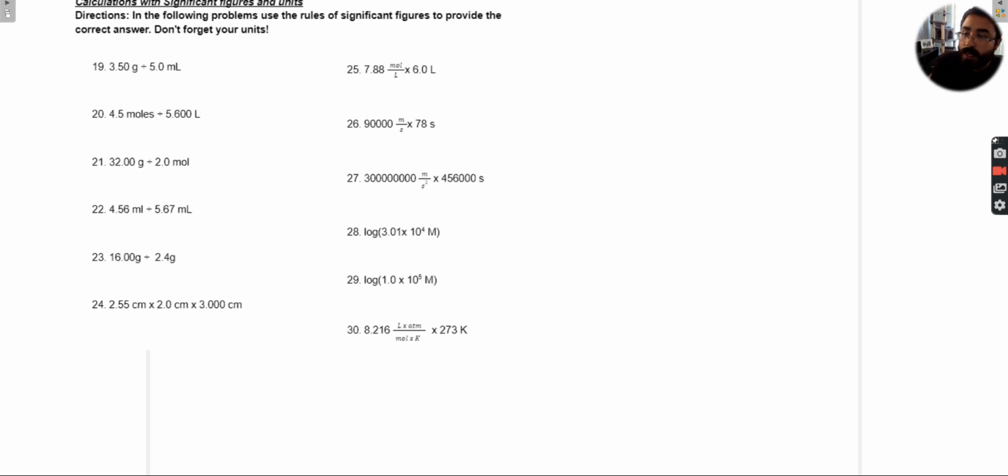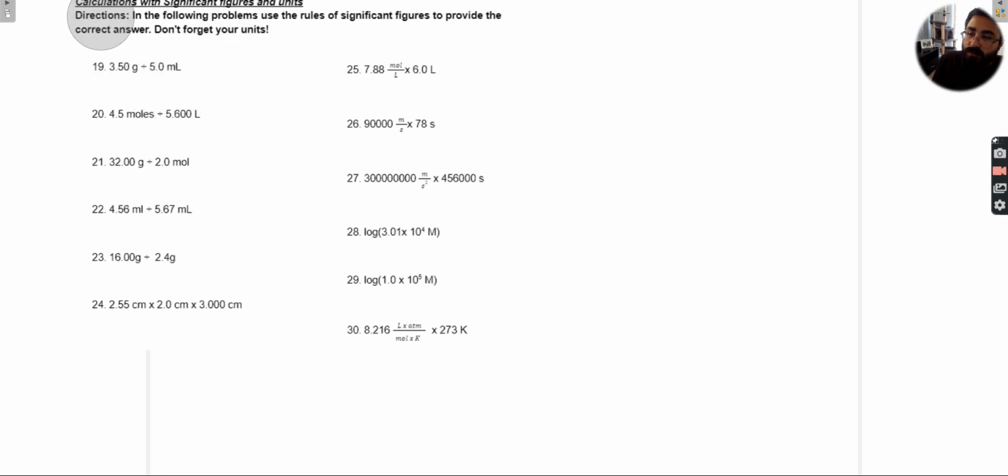So if we take a look at 3.50 divided by 5.0, 3.50 has 3 significant figures, and this one has 2. So our final answer is going to be 7.0, and the units are going to be grams divided by milliliters. The units don't cancel because they're not the same. Since they're different units, this one's being divided by the mL, which goes out the bottom.